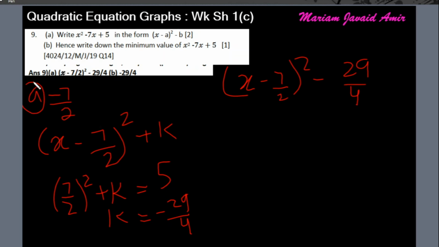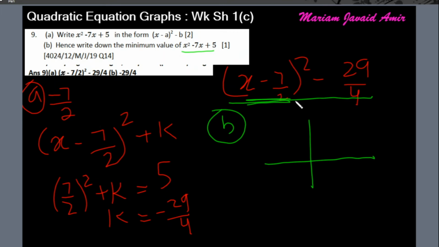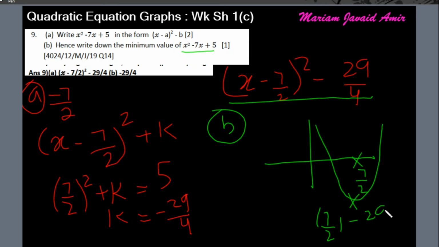This was part A. Part B says, hence, using this answer write down the minimum value of the quadratic expression. Hence means we need to use the given answer to find the minimum value. Either use the graphical method, roughly plot a graph of this. We know that this minus 7 over 2 will take the graph 7 over 2 units to the right, and the graph will also go 29 over 4 units down. So it will be a graph something like this. Now its minimum value is 7 over 2, minus 29 over 4.